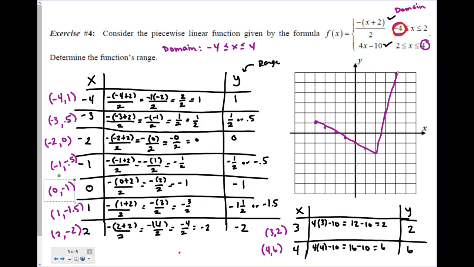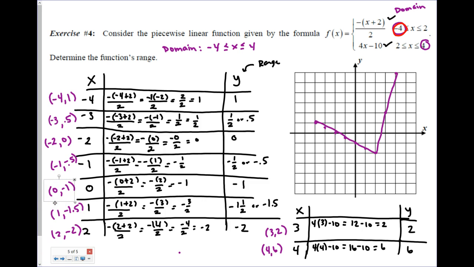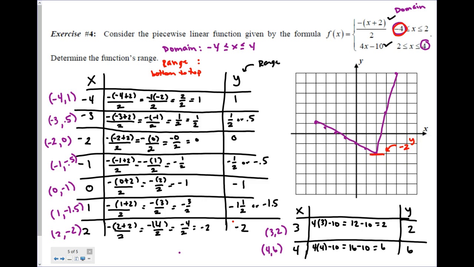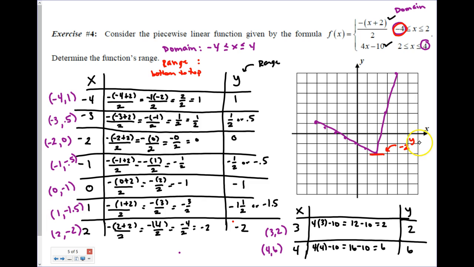Now I can find my range really easily. Because if I think about range, I'm thinking of bottom to top. So I'm going to look at my graph. Where's the very bottom of my graph? The very bottom of it is right here. And what's that y value? That y value is negative 2. So my very smallest range value is a y value of negative 2.